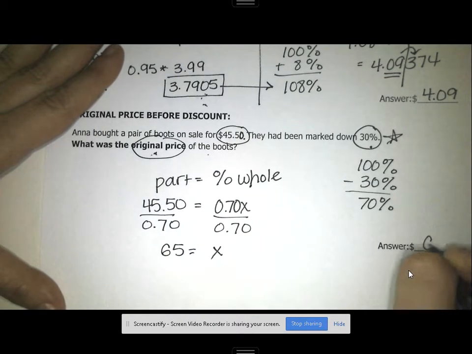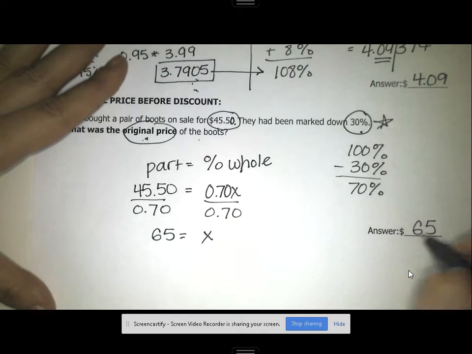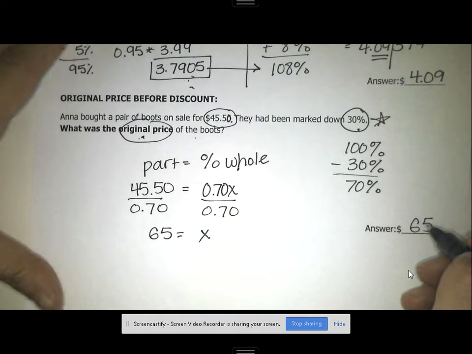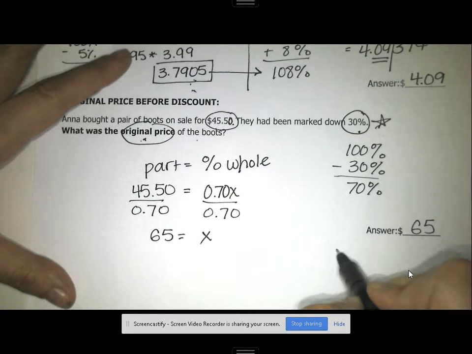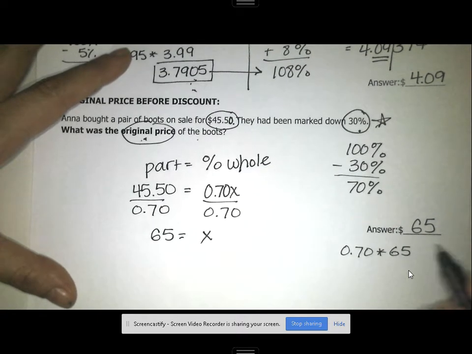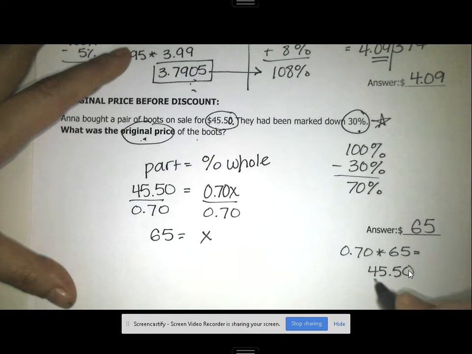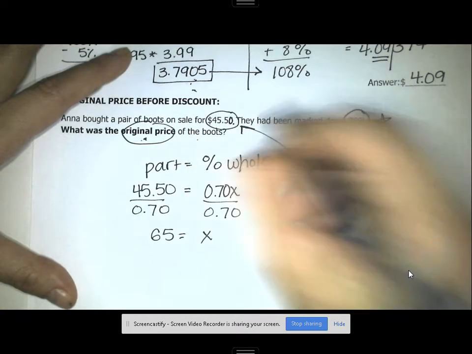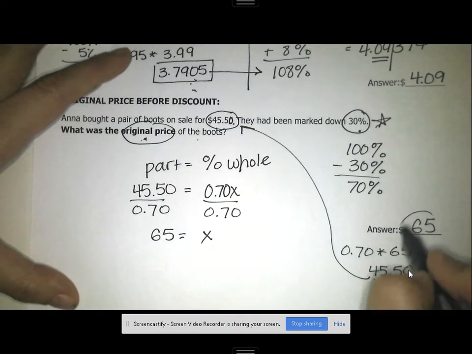Now, how do I check this problem? Well, here's the original price, and Anna was supposed to have 30% off. So what is 70% of 65? If I plug that in my calculator, I get this, which matches the sales price given to me in the beginning of the problem. So I know my answer is correct.